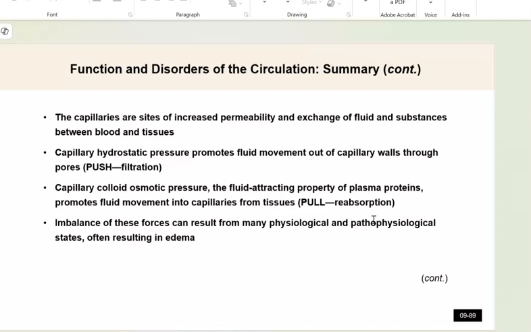The capillaries are the sites of increased permeability and exchange of fluid and substances between the blood and our tissues. Capillary hydrostatic pressure promotes fluid movement out of the capillary walls through the pores, which is filtration. Capillary colloid osmotic pressure is the fluid attracting property of the plasma proteins, promotes movement into the capillaries from the tissue, which is pull, which is reabsorb. The imbalance of these forces can result from a lot of different things and will cause edema.